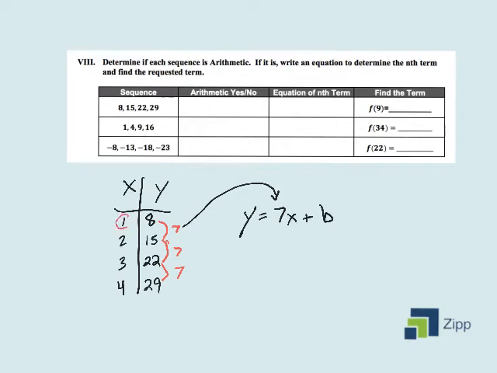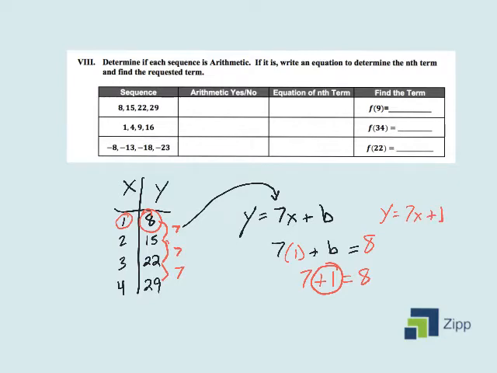What I'll do first is I'll take the first number and I'll go 7 times 1, that first term. And then I'll add something to it to get to the output. And in this case, if I go 7 times 1, I get 7. And then if I add 1 to it, I get to 8. So my b that I was looking for is 1. So I write the equation y equals 7x plus 1.